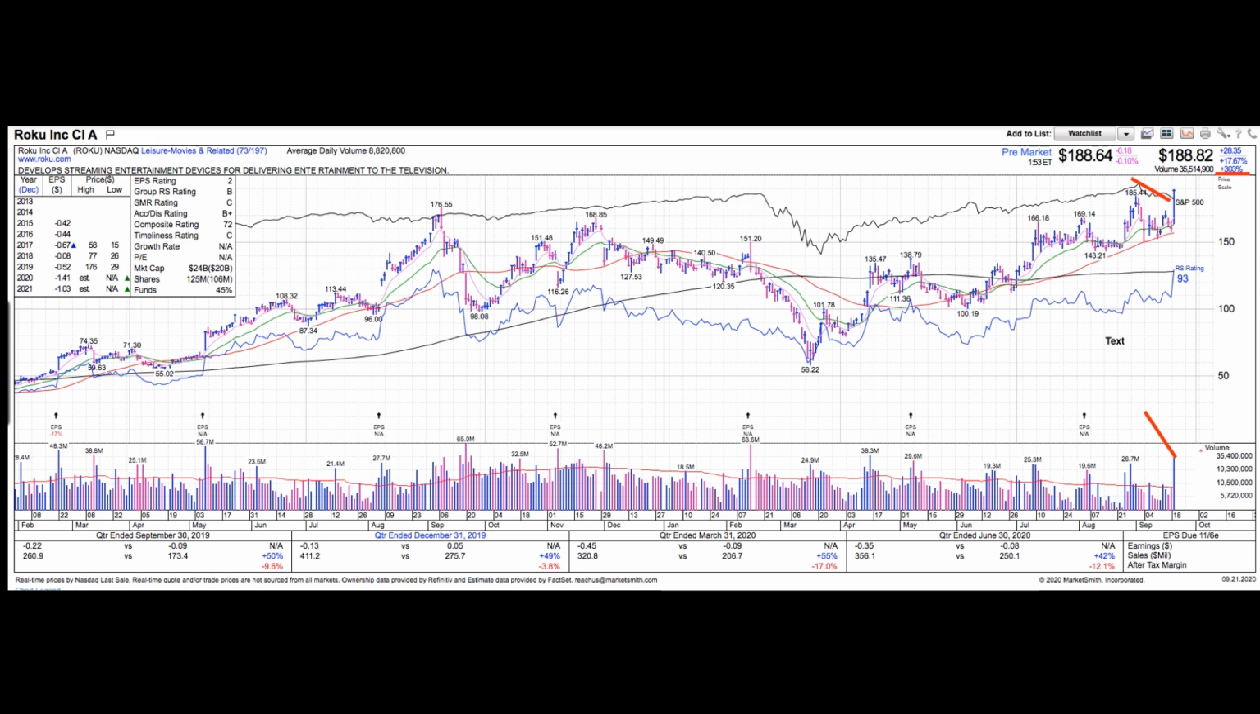That was the day when I entered ROKU here, and that was after close, so you can see the volume closed at 300% above the moving average here, which is a very, very strong sign of interest in the stock.